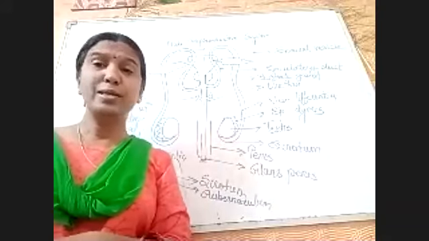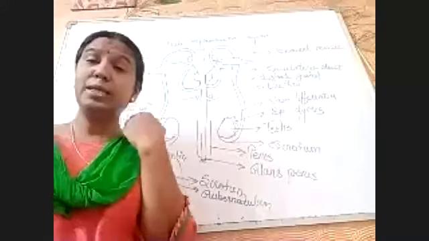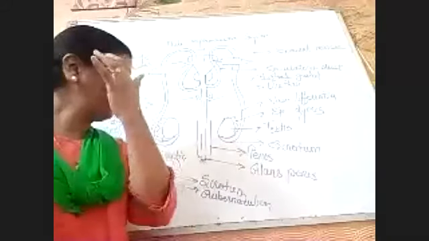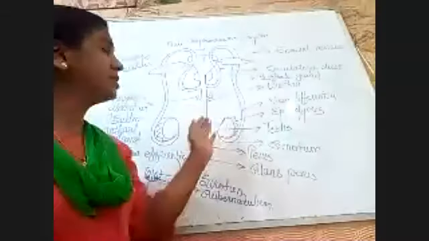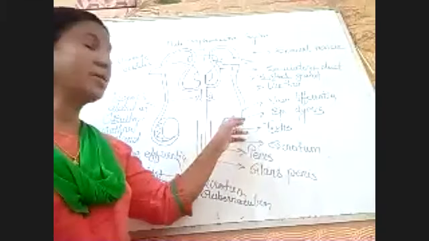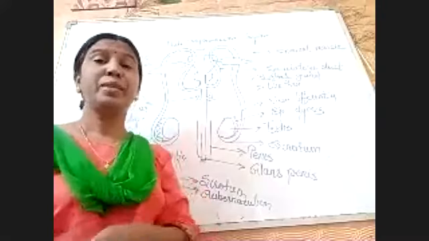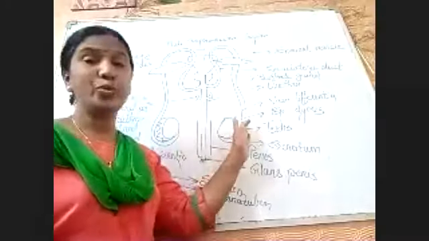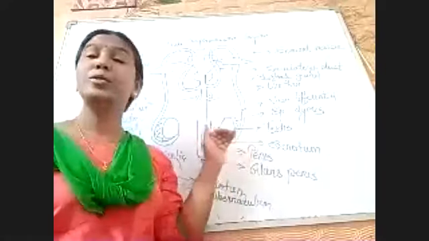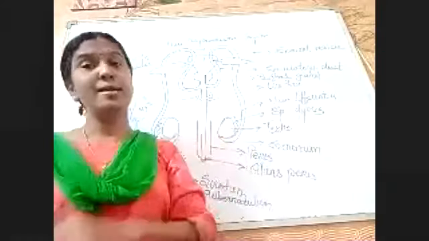It is the most important part because of its function. The functions I am going to tell you later on. Firstly, this epididymis consists of 3 parts. The part present above the testis is called caput epididymis. The part present lateral to the testis is called corpus epididymis, and the lower part is called cauda epididymis. This cauda epididymis will continue as the vas deferens.